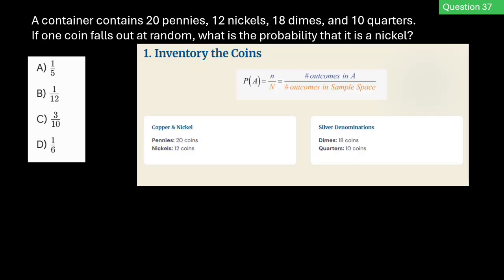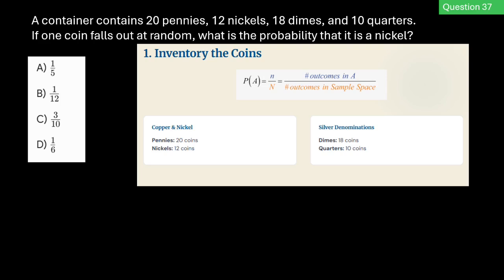Before we touch any of the numbers in the problem, let's look at the formula for finding probability. To find the probability of an event, we create a simple fraction. The numerator represents the number of favorable outcomes, and the denominator represents the total number of possible outcomes, meaning every single possible result that could occur combined. It's always the target part divided by the whole part.